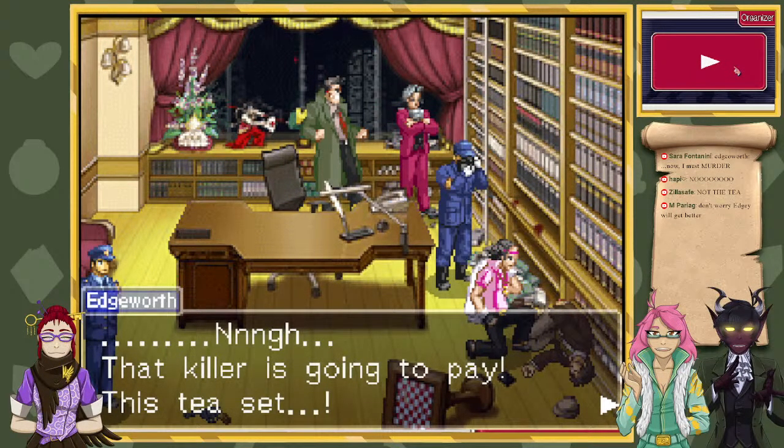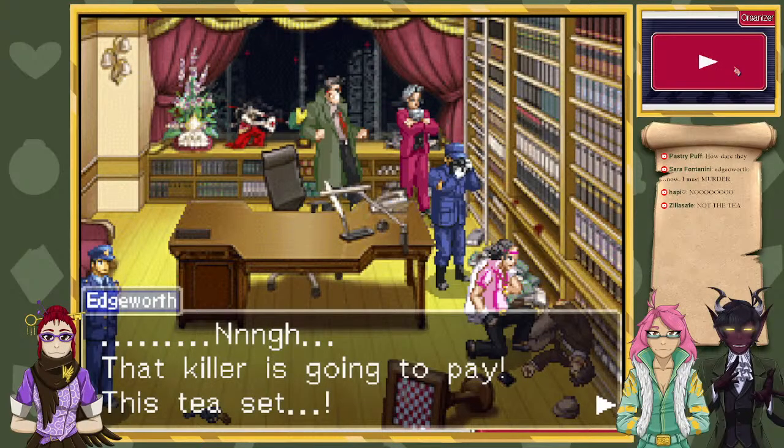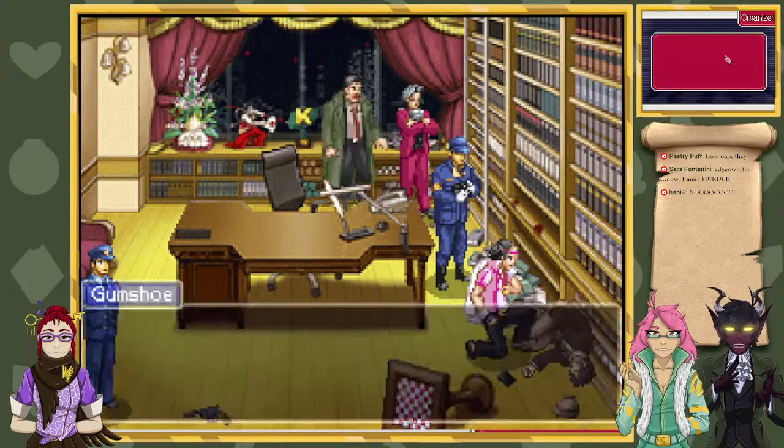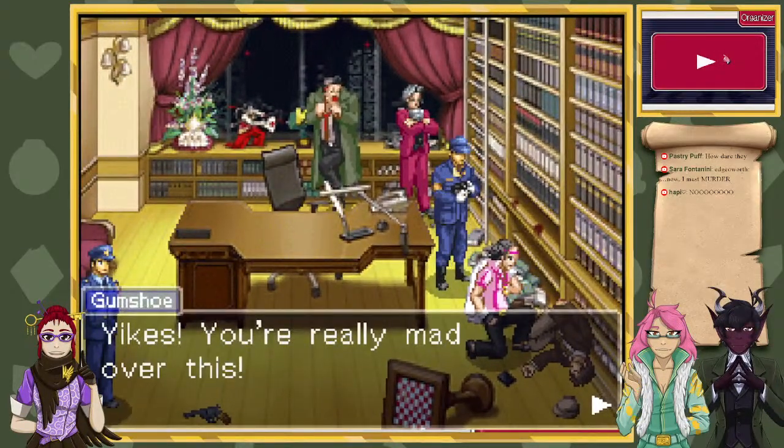I was going to say, Edgeworth, Gumshoe is like, sorry, Mr. Edgeworth, I actually broke that myself. You see, I was washing the dishes, and when I was putting it away, I slammed it into the shelf itself. And then the killer died right on top of it, so it looks like he did it. Slam dunked it. Yikes! You're really mad over this!